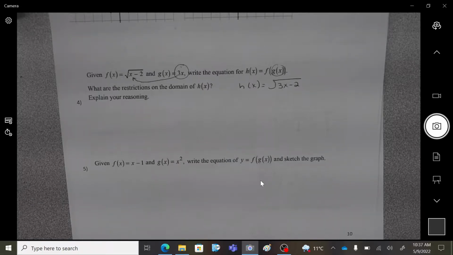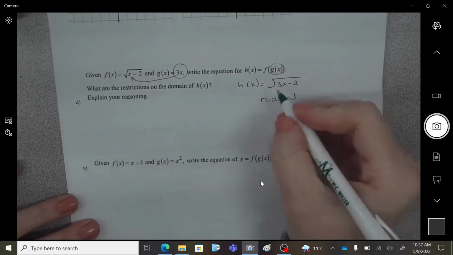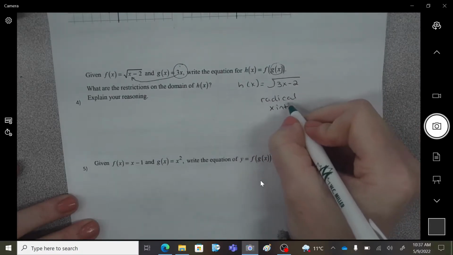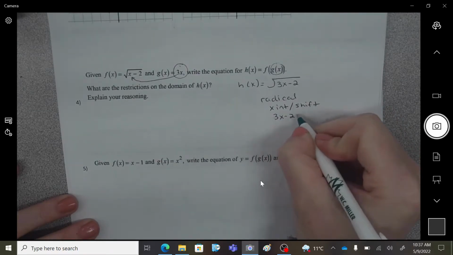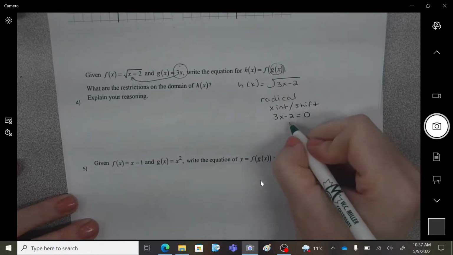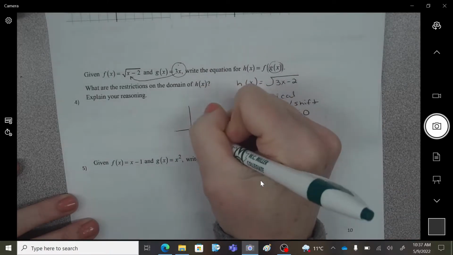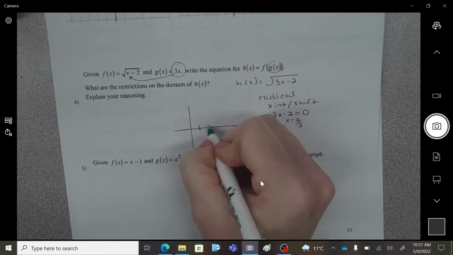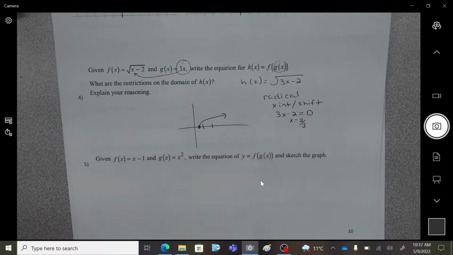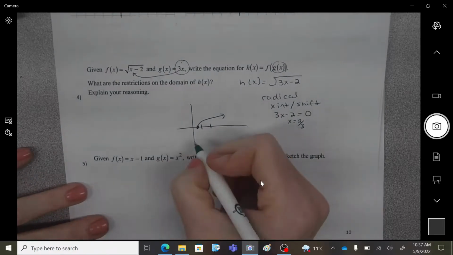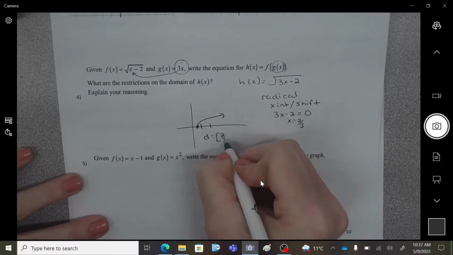Now, if I think about graphing this, it's a radical, and the x-intercept, or the shift, let's see where this equals 0, so I'm going to move the 2 over. If I think about that, I'm going to be at 2/3. That's the idea there. So my domain is from 2/3 to infinity.